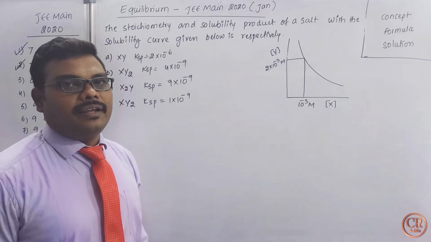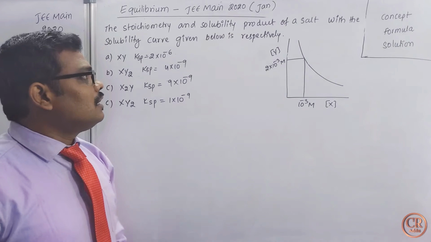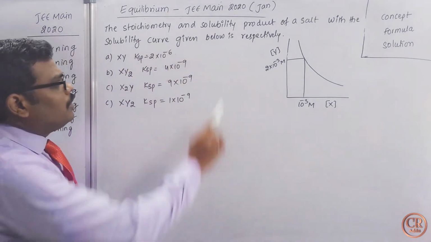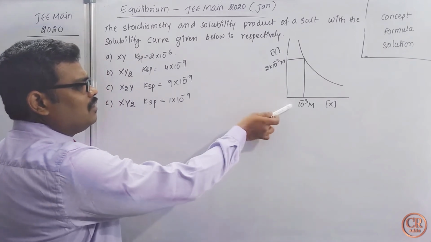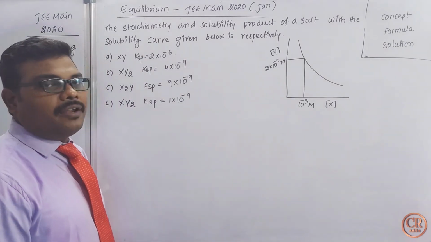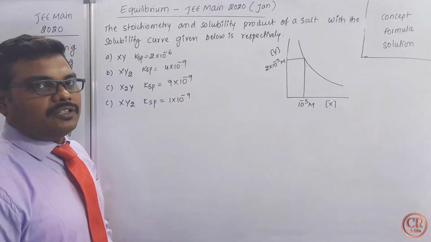The next question: the stoichiometry and the solubility product of a salt with the solubility curve given below are, respectively... See, this is the solubility curve. From the solubility curve, we need to identify the concentration ratio. But I will tell you what is the suitable concept for this question.